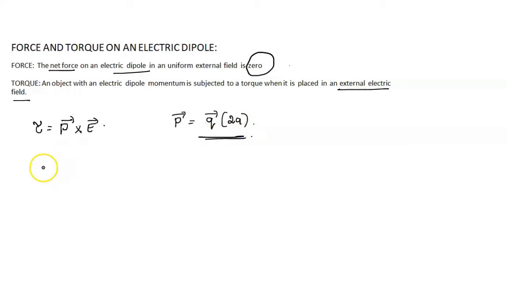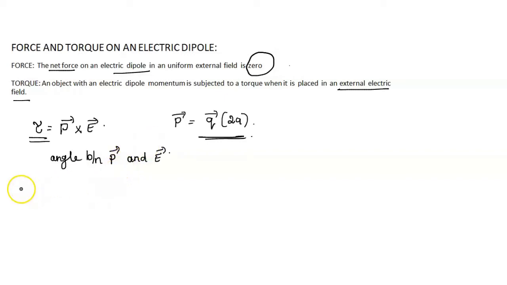The magnitude of torque, that is tau, depends on the angle between P and E. So if the angle between P and E is perpendicular, then we need to substitute theta as 90 degrees. If it is less than 90 degrees, then the value of torque will change. So depending upon the angle between P and E, the magnitude of torque will change.